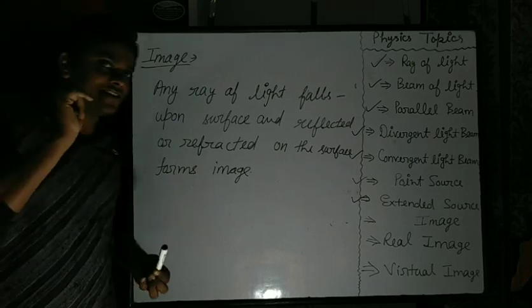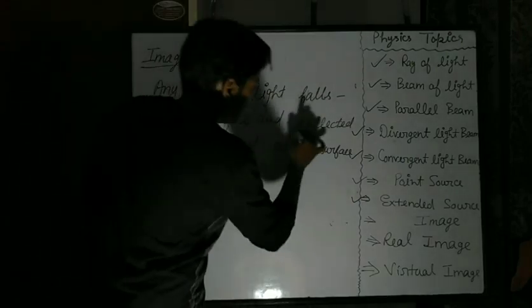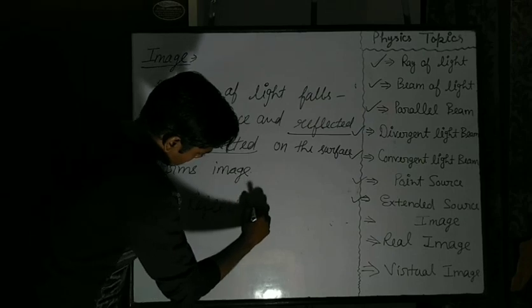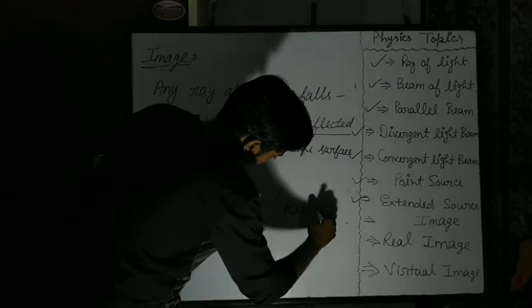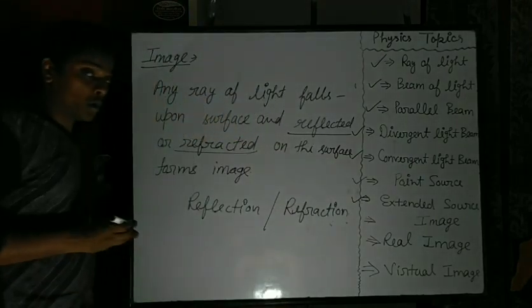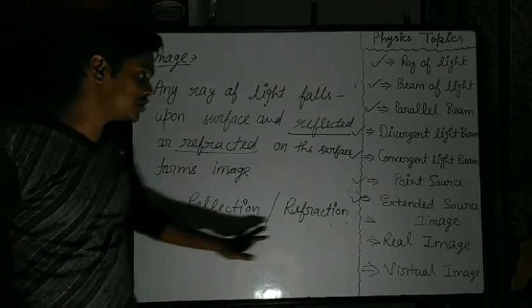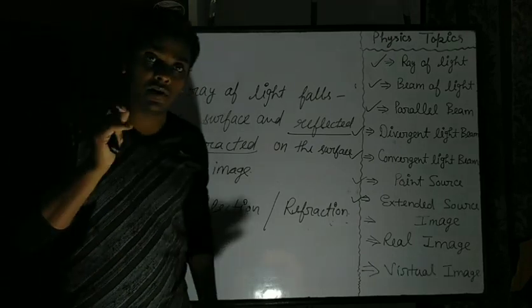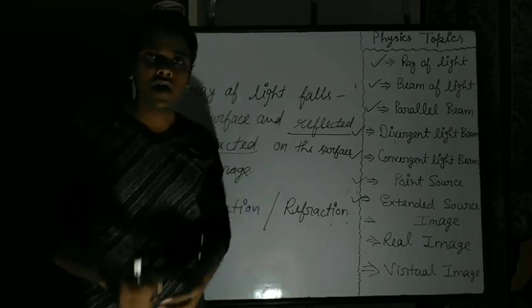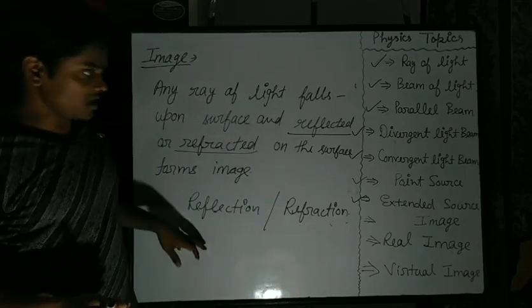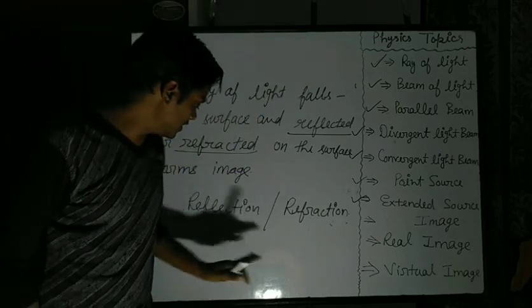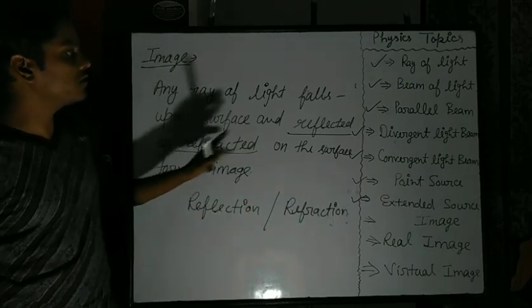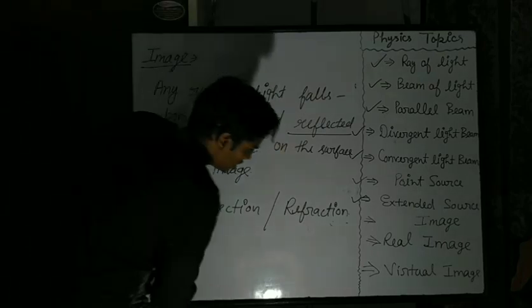Okay, so what is our main concern? Main concern is reflection and refraction. So be very attentive because of these two terms. Whenever you will read physics and the chapter light, both these terms have a very important role in this chapter. Okay, so we will discuss this reflection and refraction. So what is image? Any ray of light falls upon the surface and is reflected or refracted on the surface forms an image. Okay, now reflection and refraction.